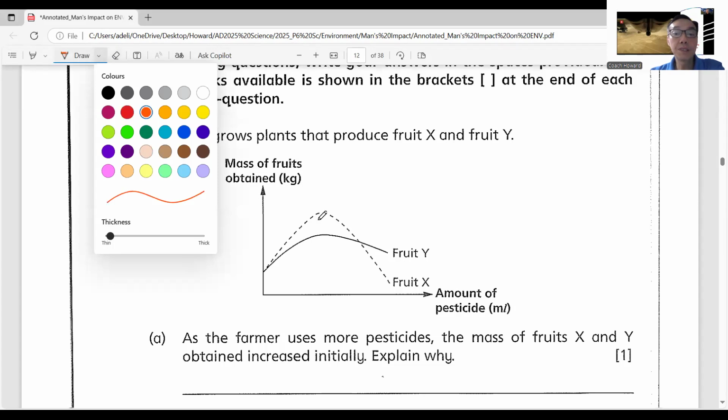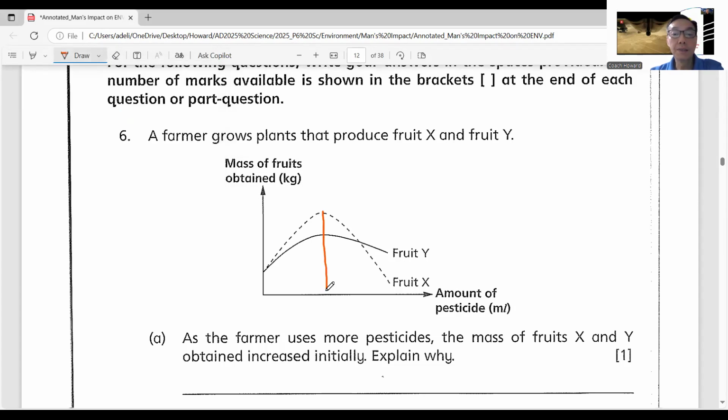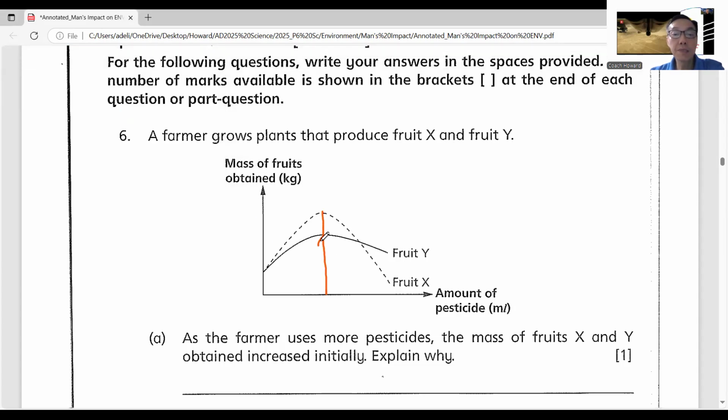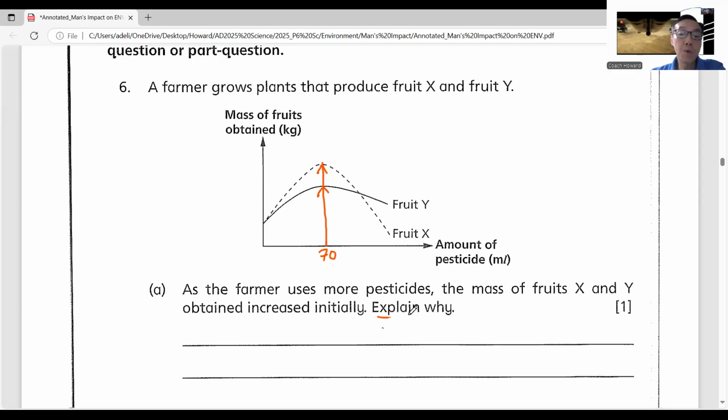So what you can do is indicate this part. Okay, so they achieve maximum mass when this amount of pesticide was used. So for example, maybe here, you can just do a generic amount here. But once you exceed this amount, the mass of fruit decreases. So now they ask you, explain why.